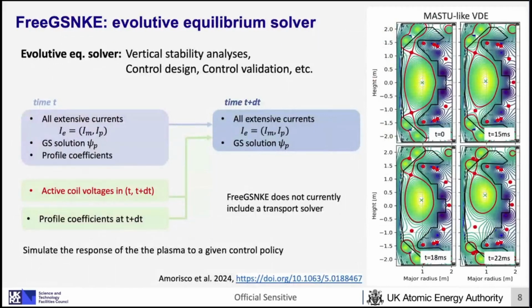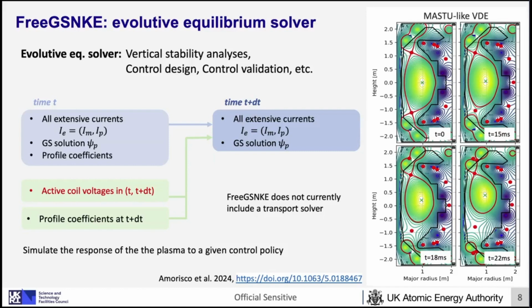Now, of course, the main new capability with respect to FreeGS that FREEGSNKE introduced is the evolutive equilibrium solver capability. Basically, the dynamic solve allows the user to test how the plasma responds to control actions that come in the form of active voltages applied to the poloidal field coils by the power supplies. And so essentially you can use the evolutive solver in FREEGSNKE to do vertical stability analysis and control design for both vertical control and shape control and control validation for these, of course.